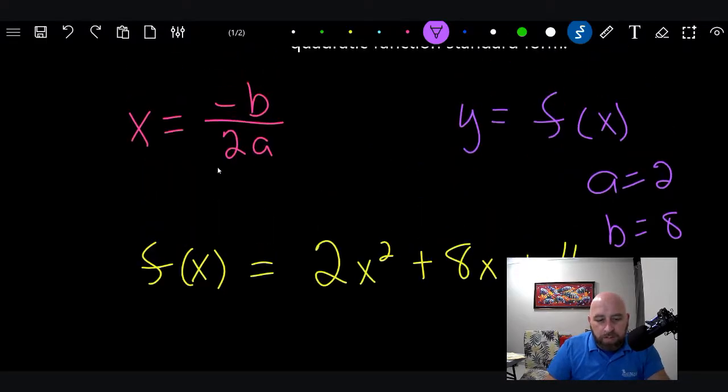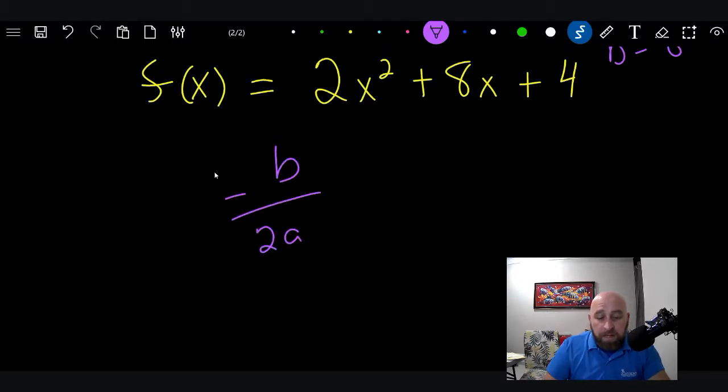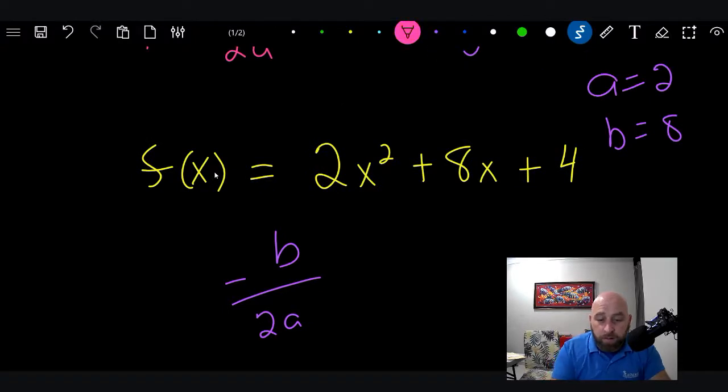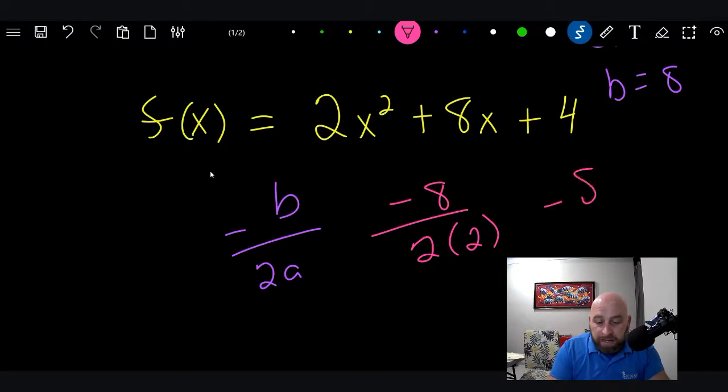What do we need to do? We need to plug into this right here, minus b over 2a. And then we just plug in our numbers. What are our numbers? Well, a is 2 and b is 8. So we'd have negative 8 over 2 times 2. Now you just solve it. Negative 8 over 4. Reduce that fraction, and you get negative 2.